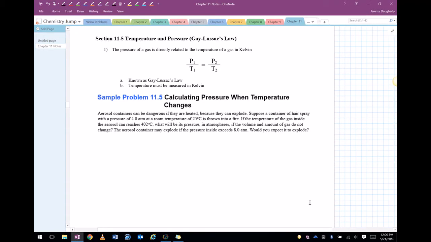Section 11.5, temperature and pressure. This is also known as Gay-Lussac's law. The pressure of a gas is directly related to the temperature of a gas in Kelvin. So again, we have this Kelvin. We see this idea of P1/T1 equals P2/T2.